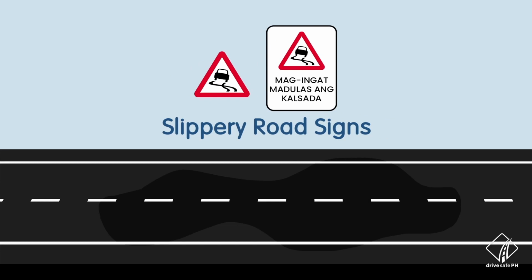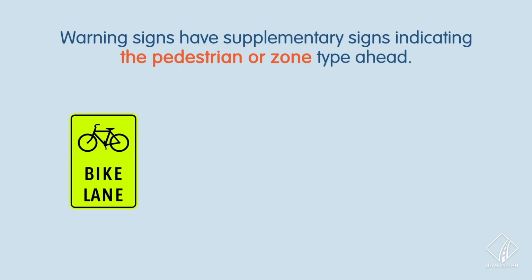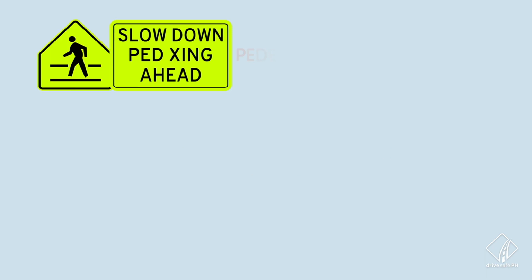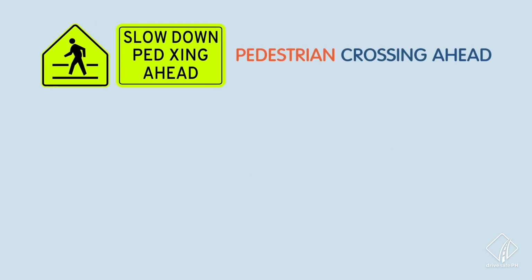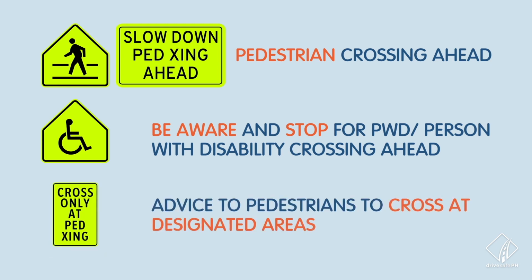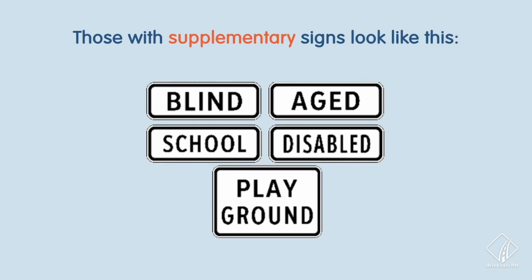Let me add this. Warning signs have supplementary signs indicating the pedestrian or zone type ahead. When you see this sign with a bike lane text, it means be aware and slow down on bike lane ahead. And then pedestrians crossing ahead. Be aware and stop for PWD or persons with disability crossing ahead. Lastly, advise to pedestrians to cross at designated areas. Those with supplementary signs look like this.